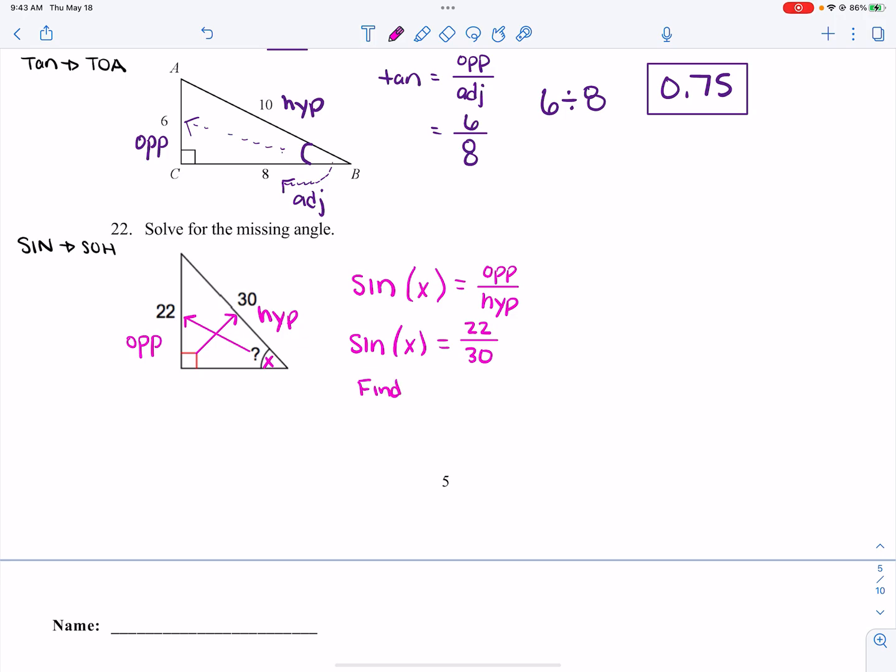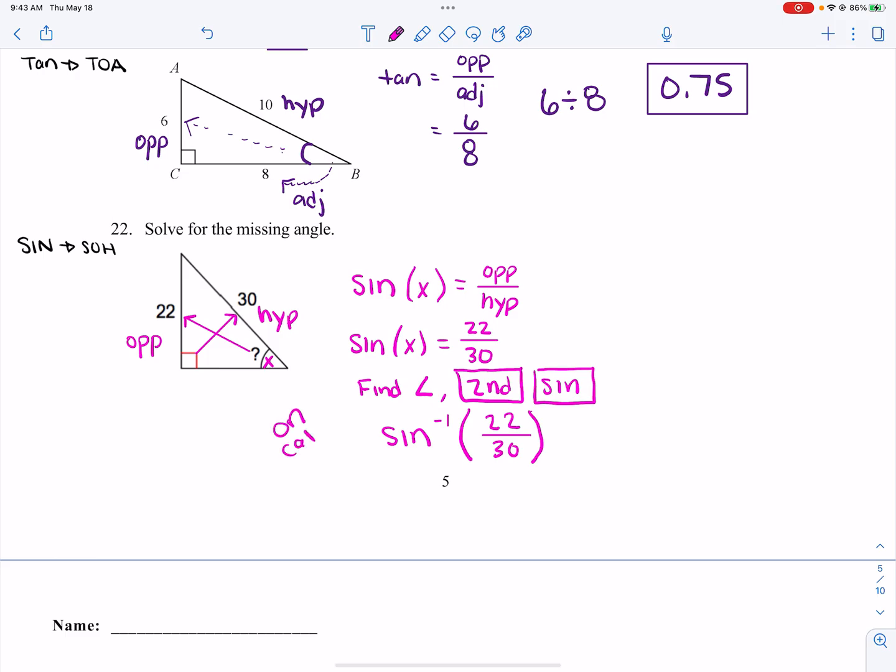If I want to find the angle, I have to use the second button on the calculator. So second, and then my trig function, which is sine. It's going to look like this when you plug it into the calculator: sine to the -1 of 22 over 30. So that's what it's going to look like on the calculator.